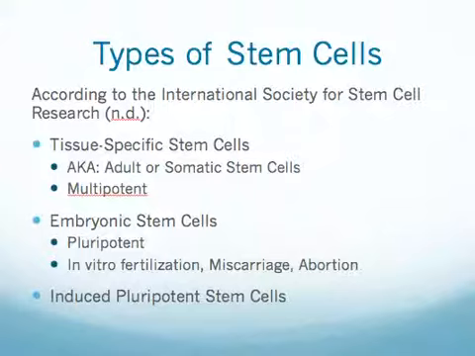And then the final type, the induced pluripotent stem cells. These stem cells are kind of reverse engineered. They're created through basically adult cells, such as skin cells or another type, that can be reprogrammed to become pluripotent, like an embryonic stem cell. This is done by adding specific genes that are necessary to turn embryonic stem cells into specialized cells. So they kind of reverse this.